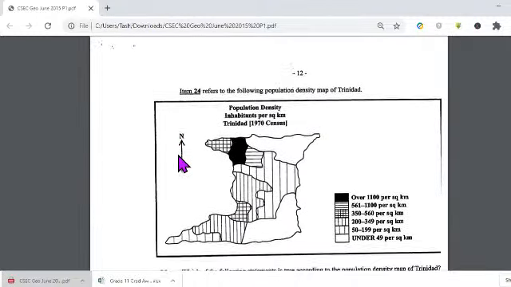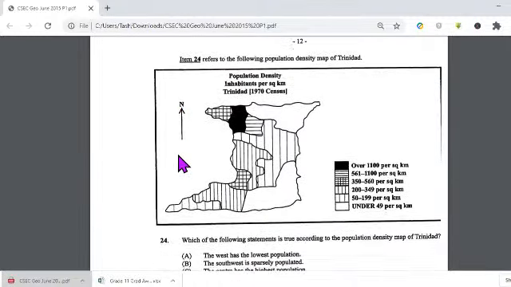Number 24. Item 24 refers to the following population density map of Trinidad. We have some Trinidad people. Well, usually we have some Trinidad people in here. If you are from Trinidad, you can just say hello to everyone else that is from other areas in the Caribbean.